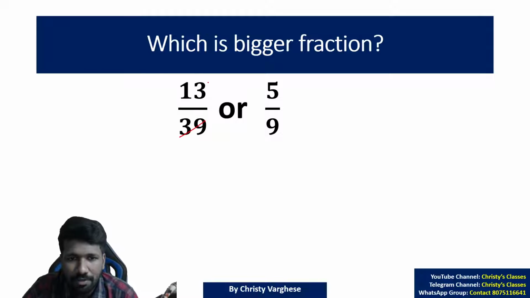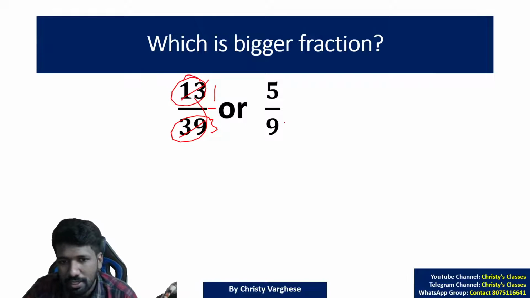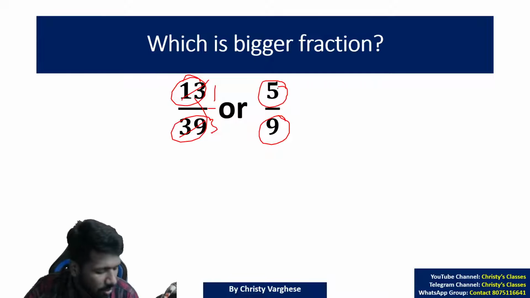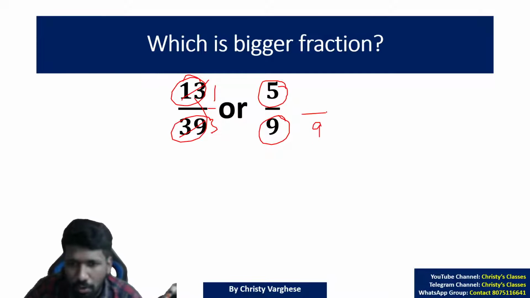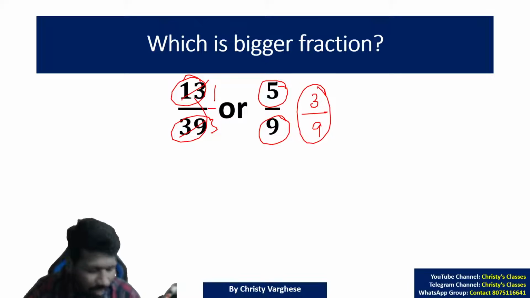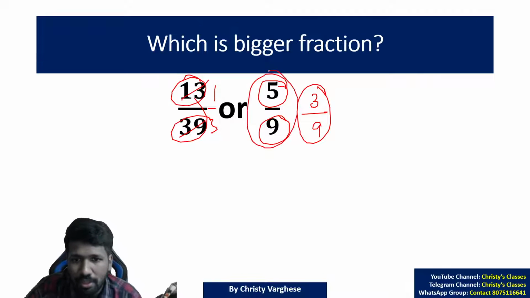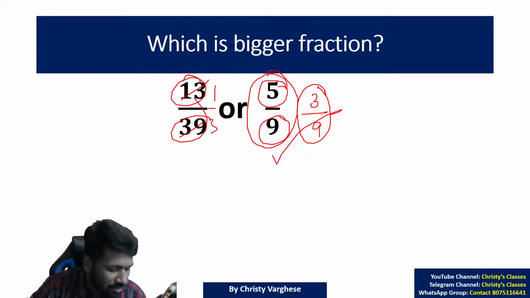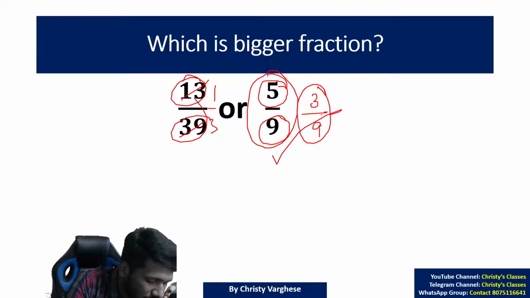13 by 39, when you cancel this will be 1 by 3, or 39's 1/3 is 13. So whether this is less than 1/3 or more than 1/3. For 9, for being 1/3, this should be 3 by 9. Right? So 5 by 9 is more than 1/3. So this is bigger. Second one is bigger. Is it clear, all of you?